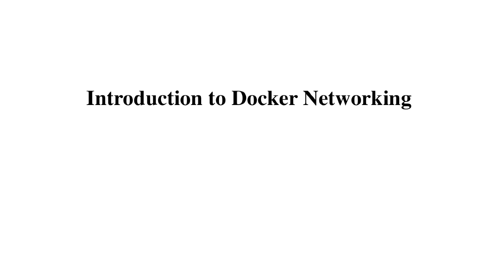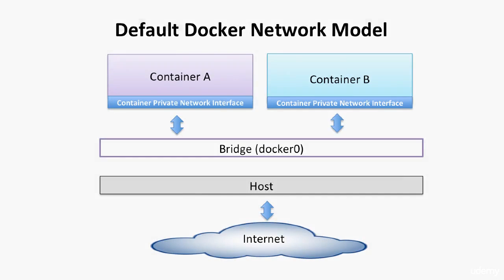Let's start by taking a look at Docker's default network model. Docker uses the networking capabilities of the host machine operating system to provide networking support for the containers running on the host machine. Once the Docker daemon is installed on the host machine, a bridge network interface, docker0, is provisioned on the host, which will be used to bridge the traffic from the outside network to the internal containers hosted on the host machine.